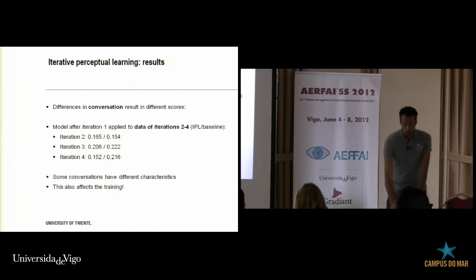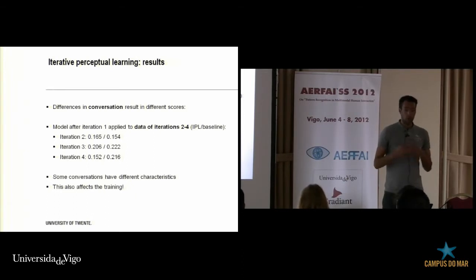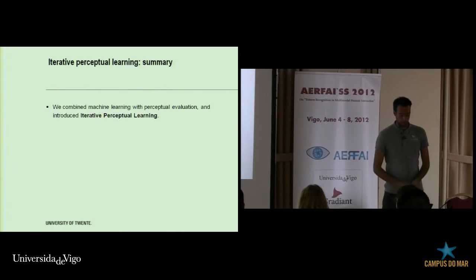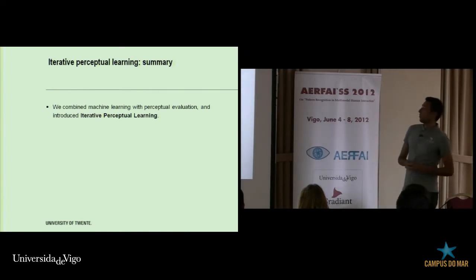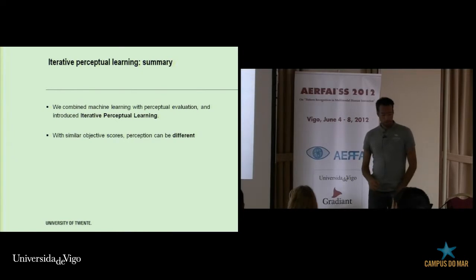So some conversations have different characteristics, and since we are also using training samples from these conversations, that means we're also using these in our model. So it also affects training. So what we did was we combined machine learning with perceptual evaluation. We did the 2 things that we did before the break, and we introduced iterative perceptual learning.